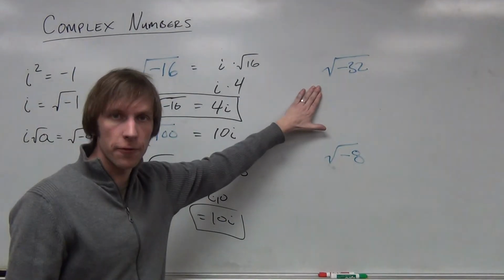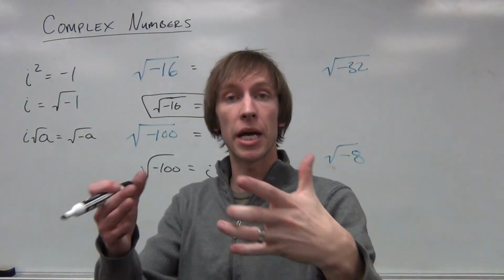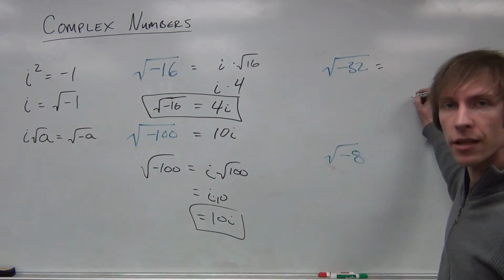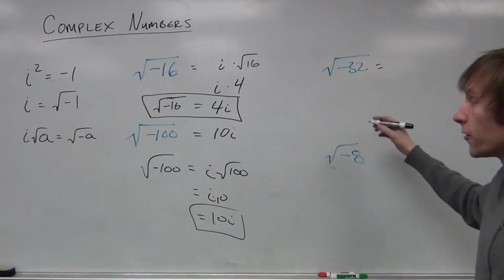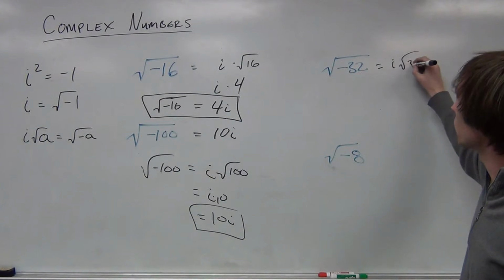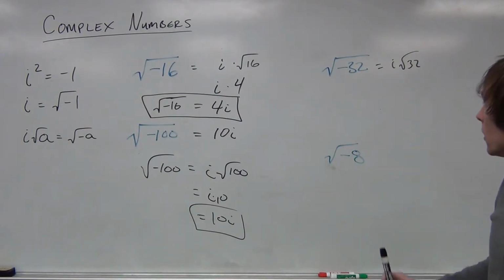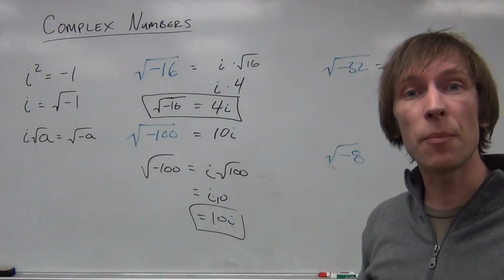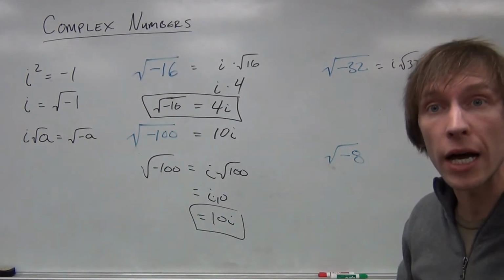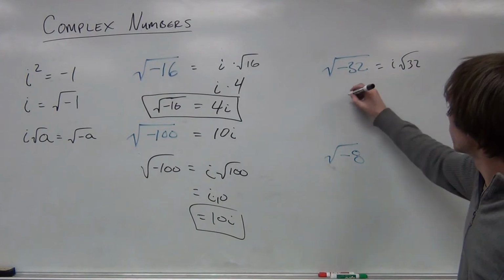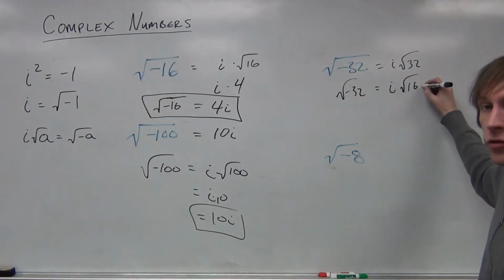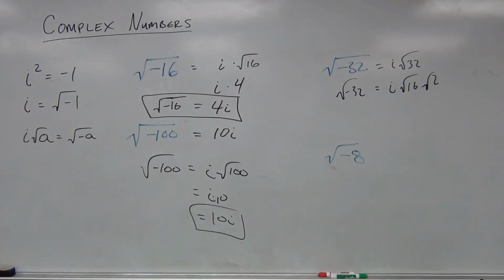The square root of -32. Now here's where we have to be a little bit patient and take things easy. We're going to rewrite the square root of -32 as i radical 32. The square root of 32 is not a perfect square, so it's not going to end up as a rational number. It's going to be an irrational number. So check this out. The square root of -32 is equal to i times the square root of 16 times the square root of 2.